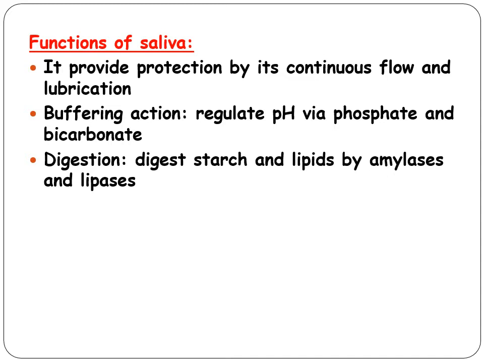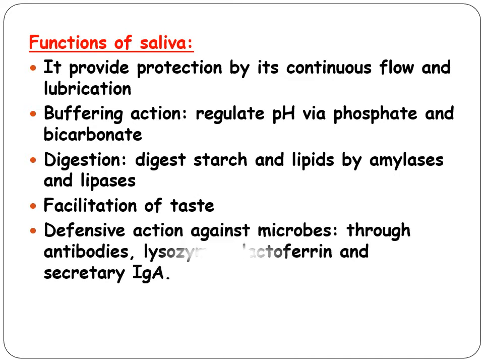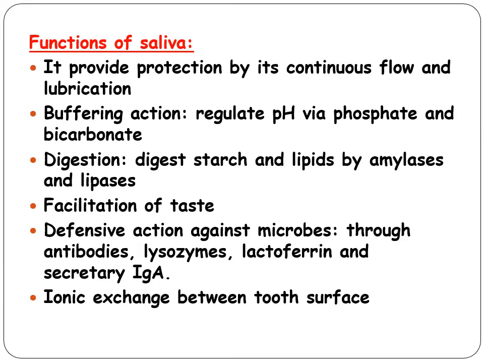The first step of food digestion occurs in the oral cavity due to the presence of amylases and lipases in saliva, which can digest starch and lipids. It facilitates taste. Another important function of saliva is the defensive action against different microbes, through the presence of different types of antibodies, enzymes, which are lysozymes, lactoferrin, and transferrin, in addition to the secretory IgA, which is the main immunoglobulin present in saliva. The last function is the ion exchange surfaces.